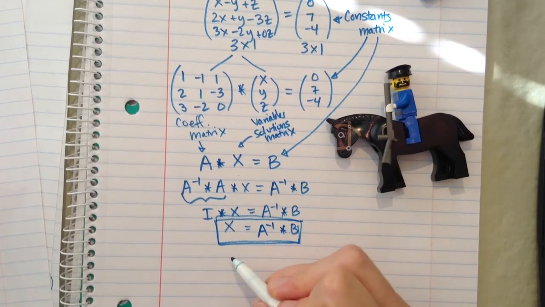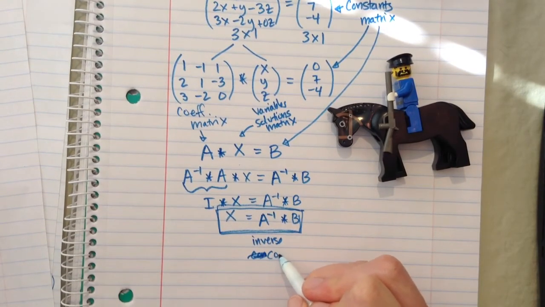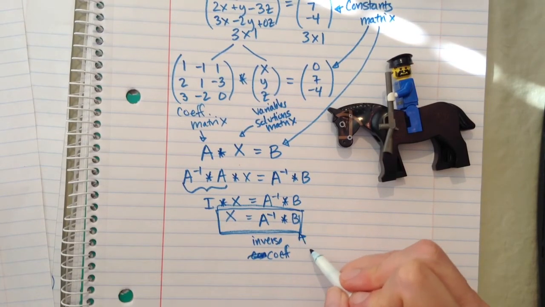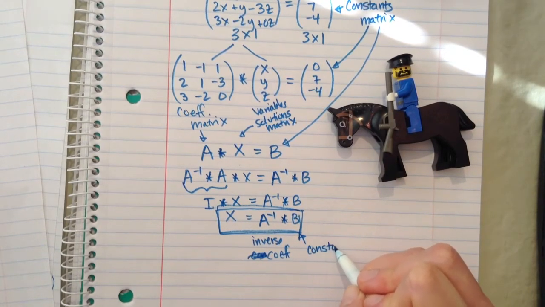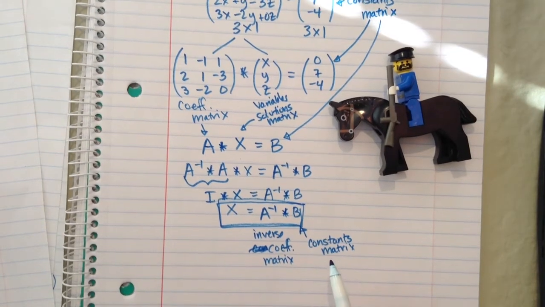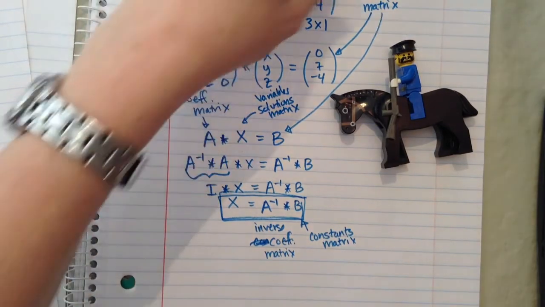All right, so we're just going to get our solution by doing, again, the inverse of the coefficient matrix times the constants matrix, and that will give us our solution. So let's see that happen on the calculator.